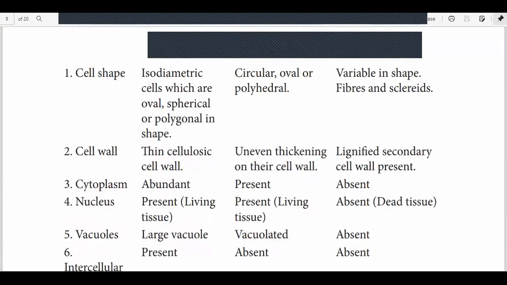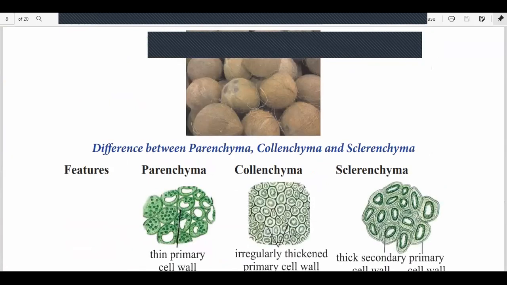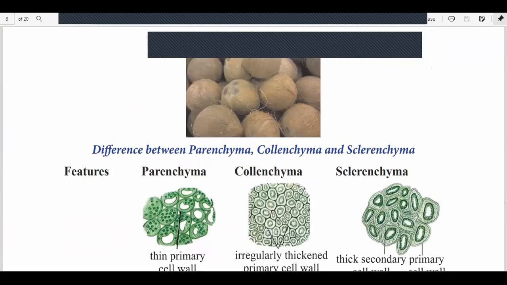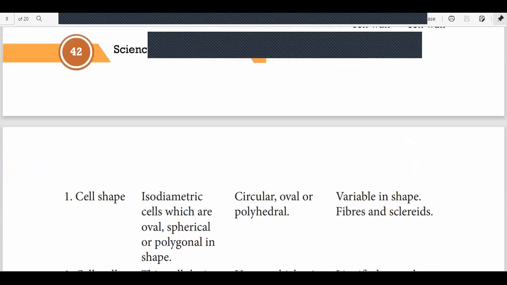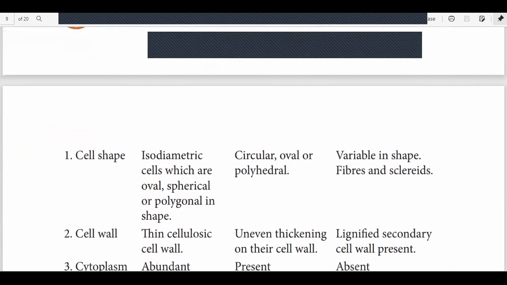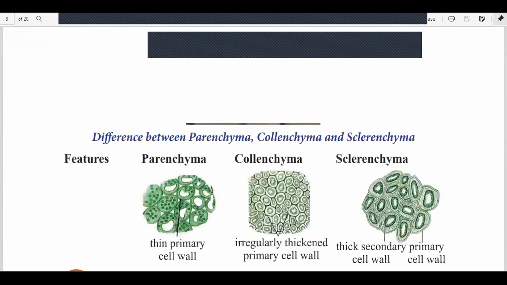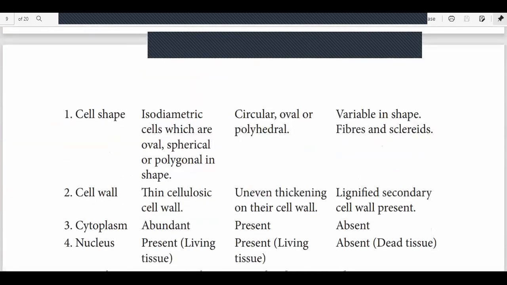So here we have the differences between them, with the features written here: parenchyma, collenchyma, sclerenchyma. Then, according to their features, we have the shape of the cell of parenchyma tissue, and here we have the shape of the collenchyma, and another one we are going to have is that of sclerenchyma. So they are the different types of cell shapes.